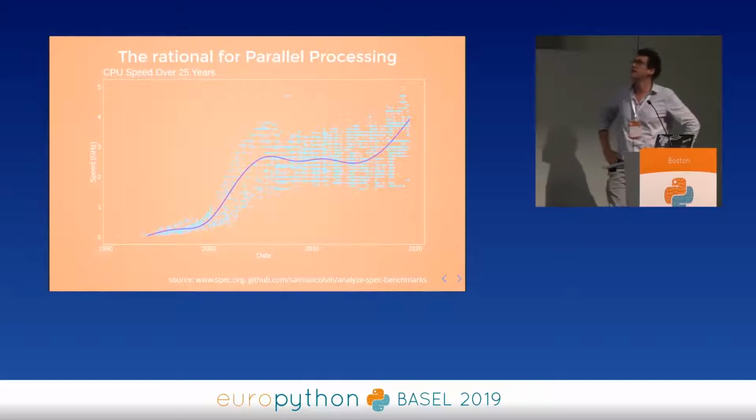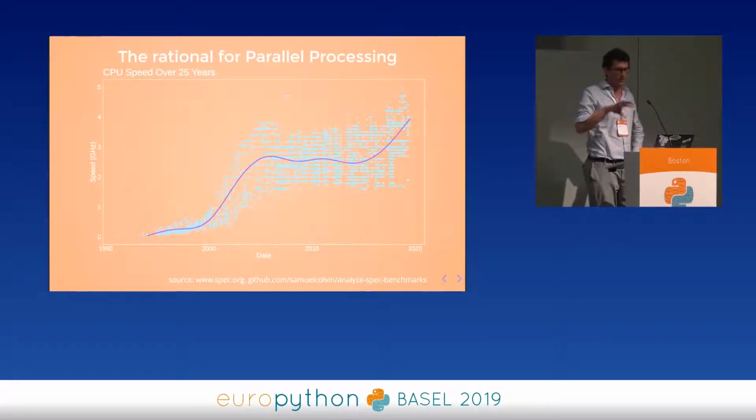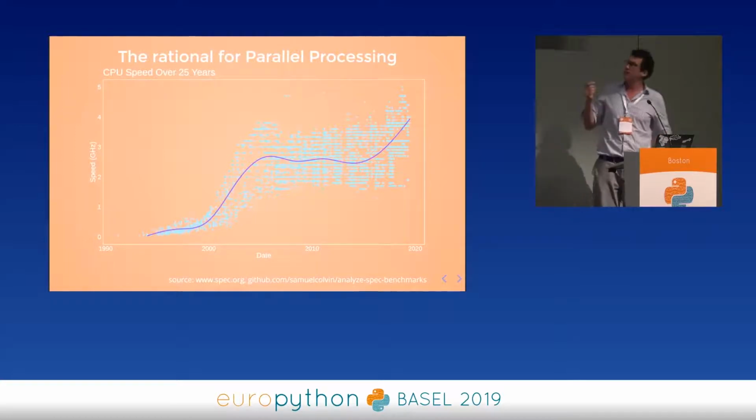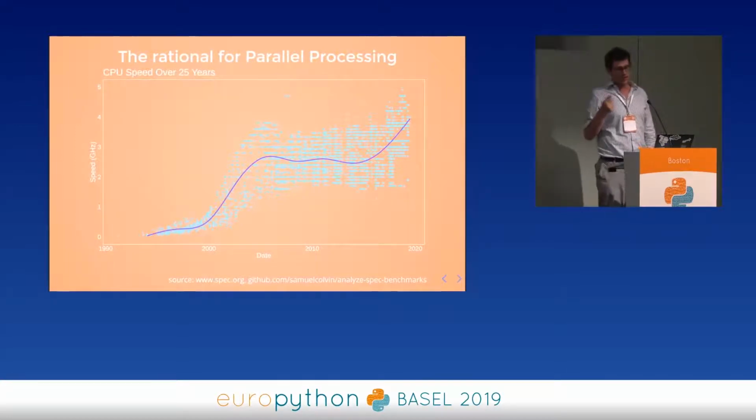So why is parallel processing important? I think this graph demonstrates it. This is the spread and average speed of CPUs over the last 25, 30 years. What's interesting is that Python was conceived pretty much on the left-hand side of this in about 1990, when most computers had 1 CPU and when CPU speeds were increasing really quickly.